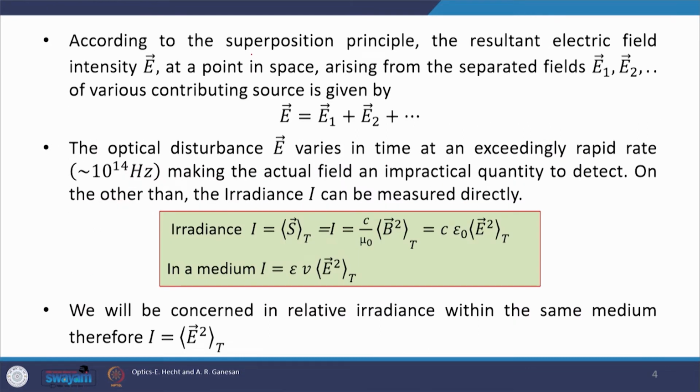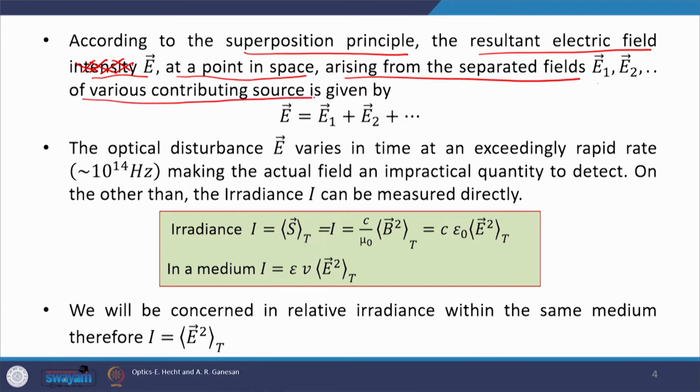Now, according to the superposition principle, the resultant electric field intensity E, now we are talking about field, not intensity here in this area. The resultant electric field E at a point in space arising from the separated fields E1, E2 and so on of various contributing sources is given by E is equal to E1 plus E2 plus so on. This is the statement of the superposition principle.